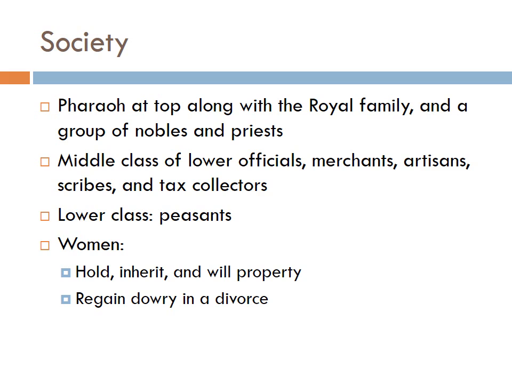Those are 2-3 major things that can be useful for you when looking at women in this society, because that will not always be the case in other societies. To hold, inherit, and will property, and to regain a dowry, which is the payment paid for a woman in order for a marriage to occur, those are big deals. Those are big deals that we won't see in a lot of other societies.